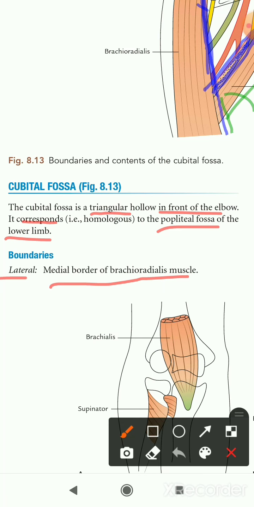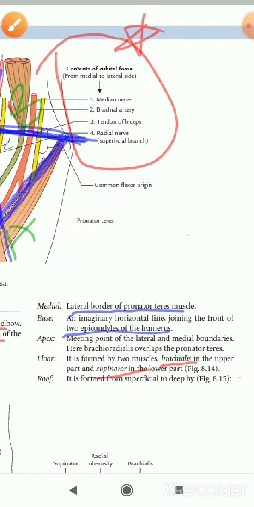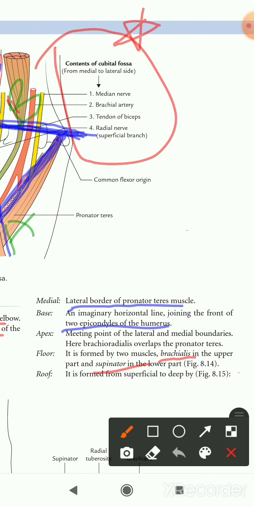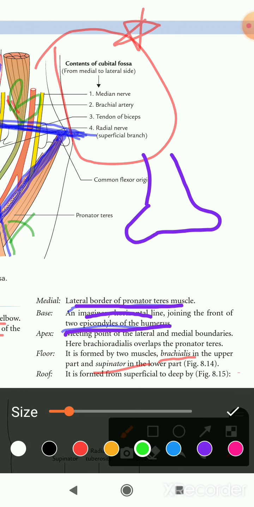Laterally, it is bounded by the medial border of the brachioradialis muscle. Medially, there will be the lateral border of the pronator teres, and the base is formed by an imaginary horizontal line where the two epicondyles of the humerus join. Okay, medial and lateral epicondyle of the humerus. If we join an imaginary line connecting these two epicondyles, this is the base.